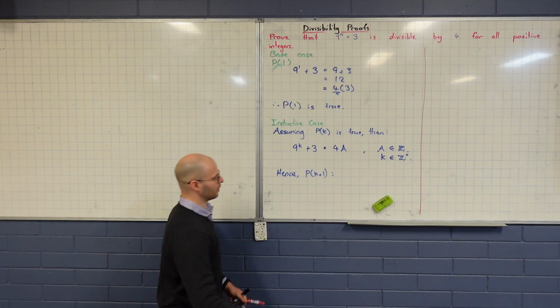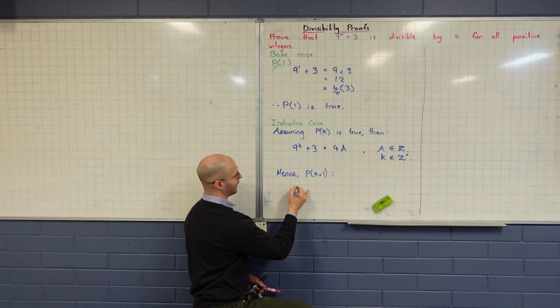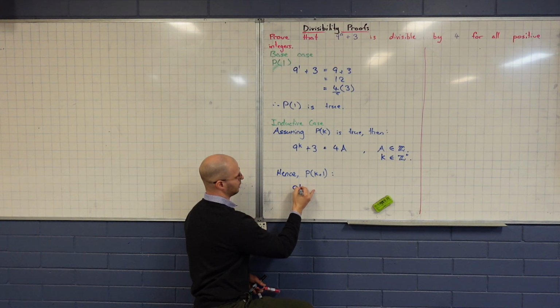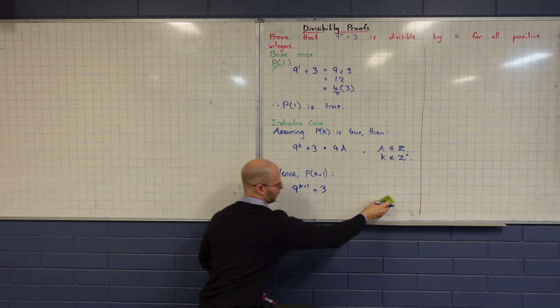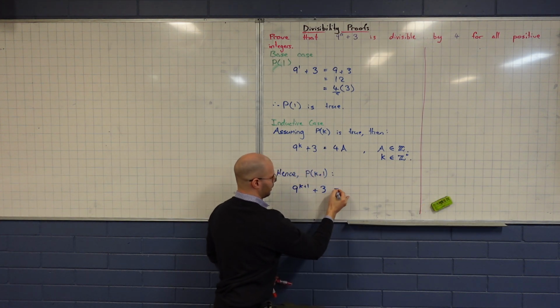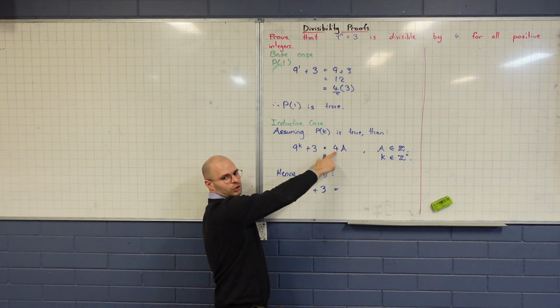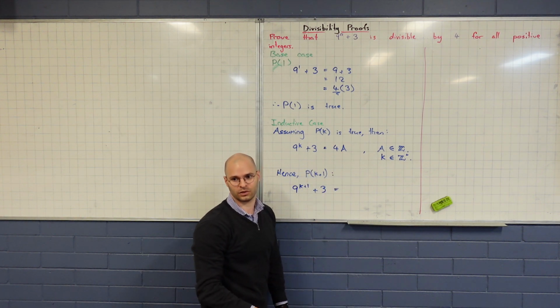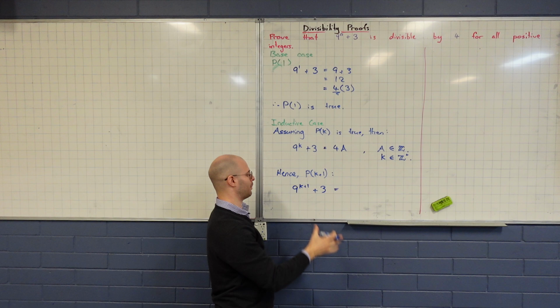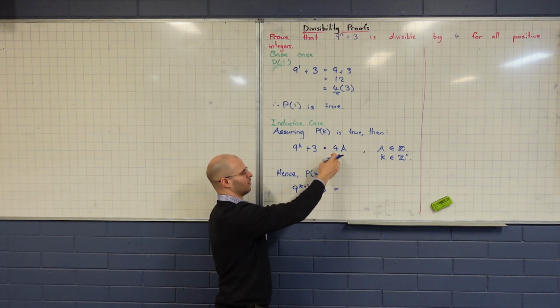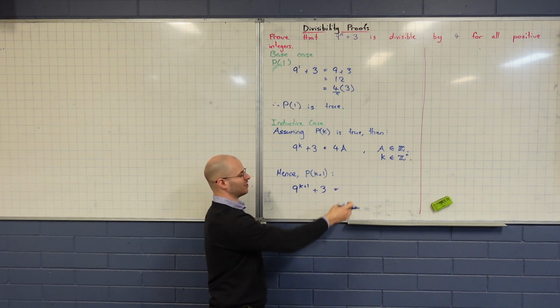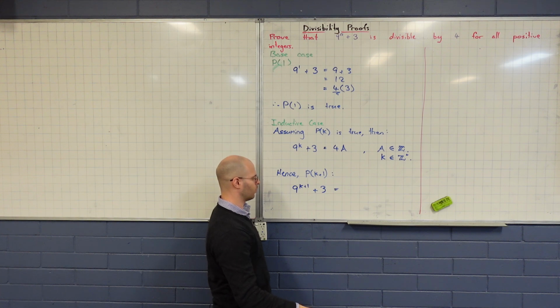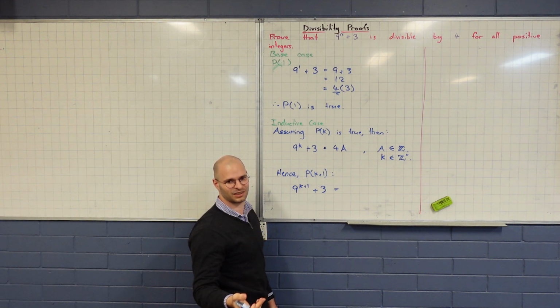For P of k plus 1, it's going to be 9^(k+1) plus 3. And I would like to say that it's equal to an integer multiple of 4. But we can do better than that. What we want to do is make this with a factor of 4. We can't just assume. So what we're going to do is a bit of fancy rearranging.